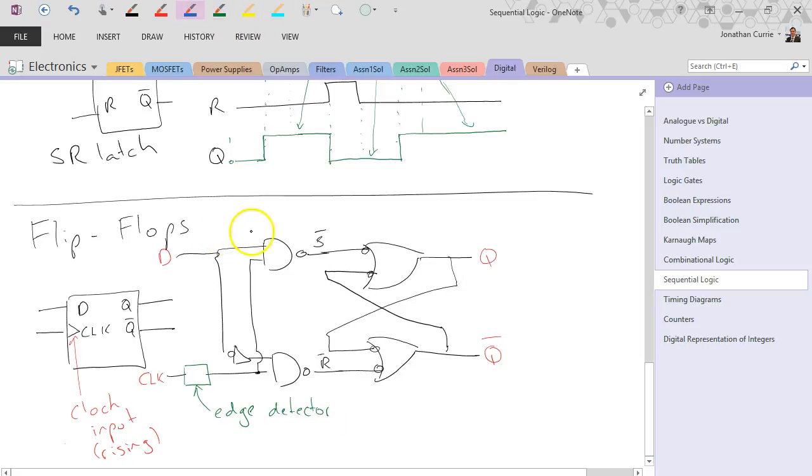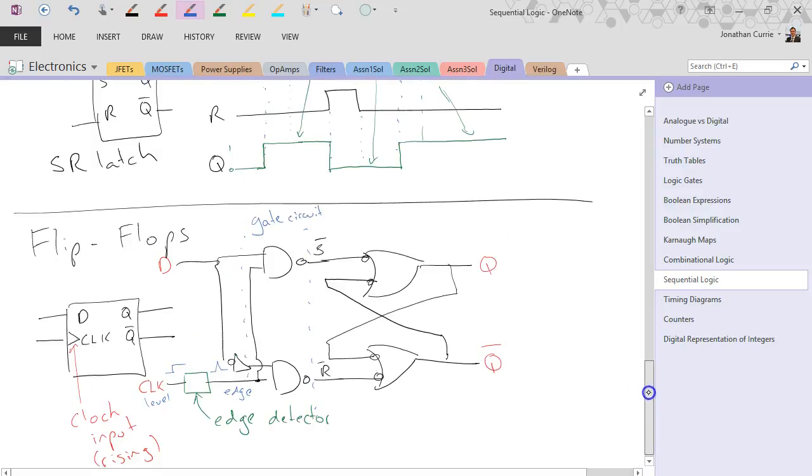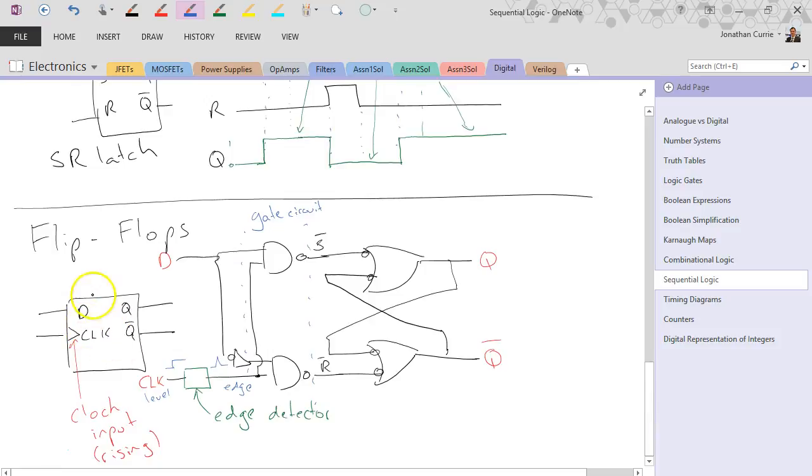And this little box is the edge detector. This part here is what's known as a gate circuit. It controls whether or not the sets and resets can actually affect the change in it. And then a little edge detector here basically takes this being level sensitive and makes it edge sensitive. Alright, so that's what that little edge detector there is doing. So it's going from that to pulse. This flip-flop here is known as a D flip-flop. D for data, but D flip-flop because that's its input.